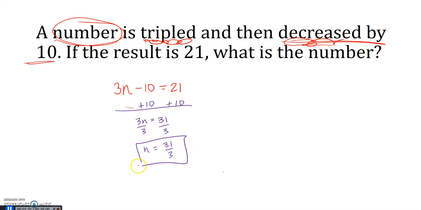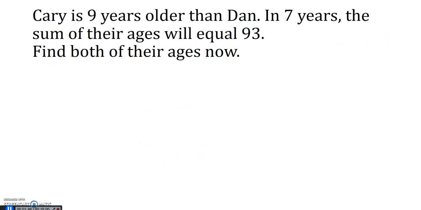And your first instinct might be to think that your answer is incorrect because you have a decimal or a fraction. And that is not the case. 31 over 3 is the correct answer. You want to leave it as 31 over 3. You don't want to put it in your calculator and get a decimal approximation. Don't waste your time turning it into a mixed number.